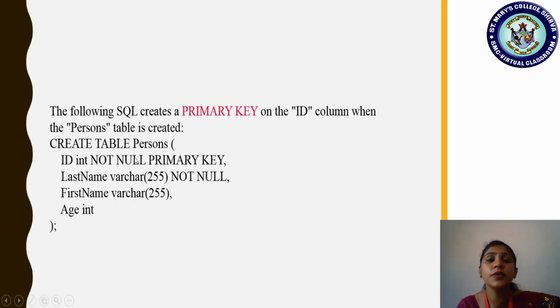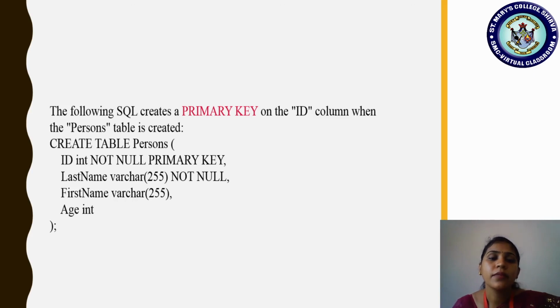Why is this included? Because even by mistake, the ID attribute should not skip any value, it should not be empty. So ID is the attribute name, followed by the data type int, and followed by the constraint we are adding: primary key as well as not null. Two constraints together we can add, no issues. Put a comma, then define the next attribute in that table.